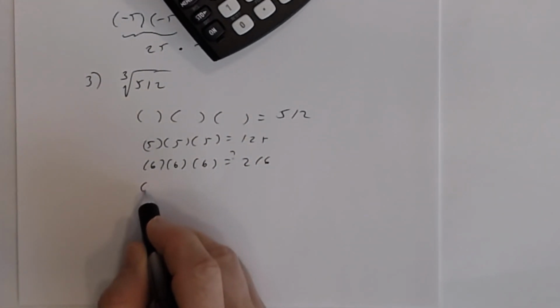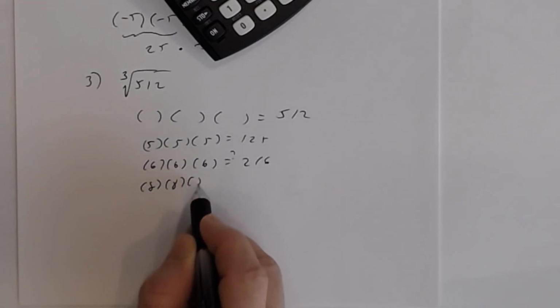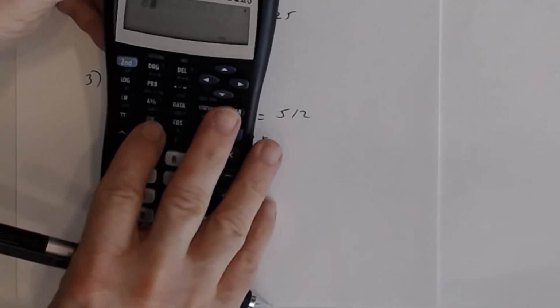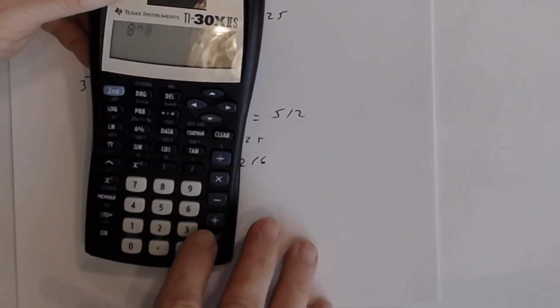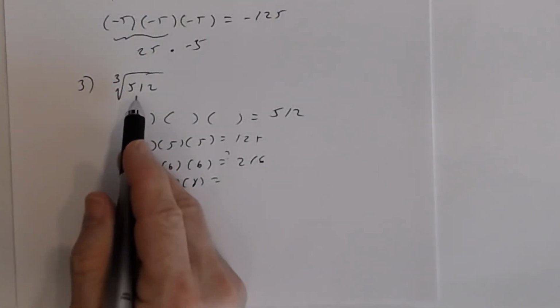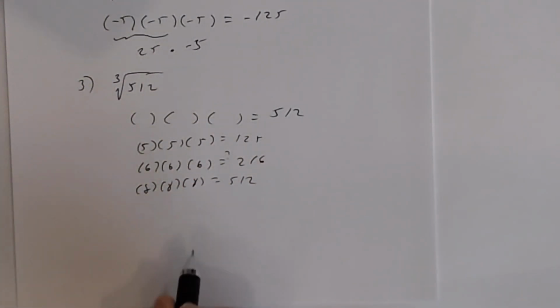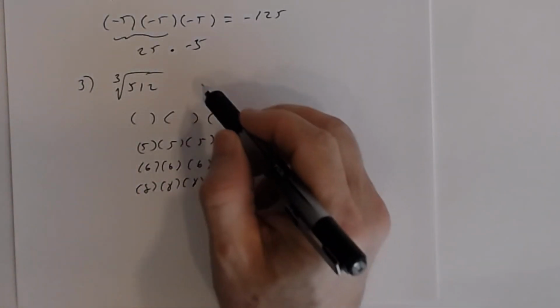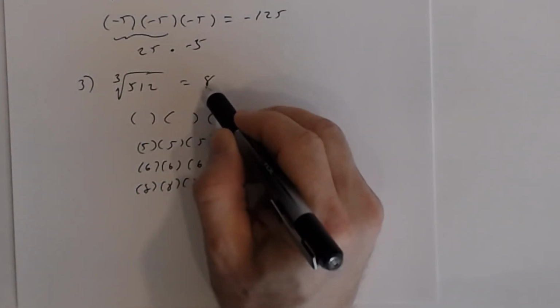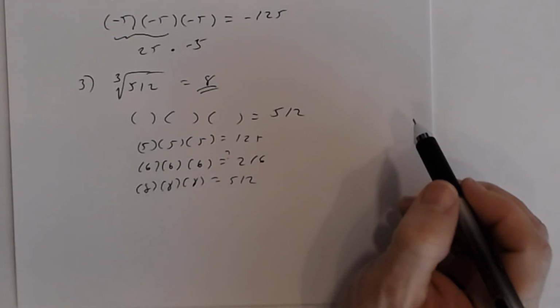All right, let's try 8. 8 times 8 times 8. So 8 raised to the third power gives us 512, which is what I wanted. So the cube root of 512 is 8. Cube root of 512 is 8.